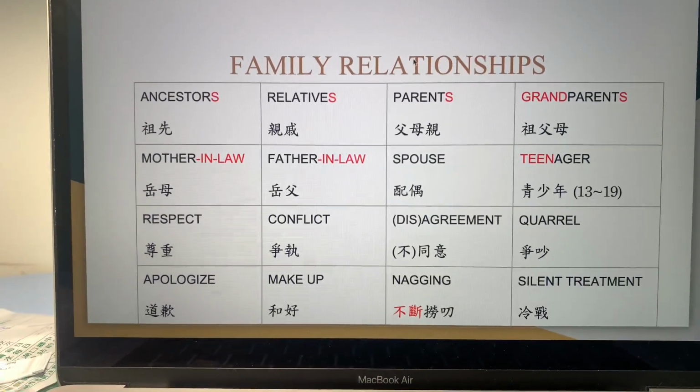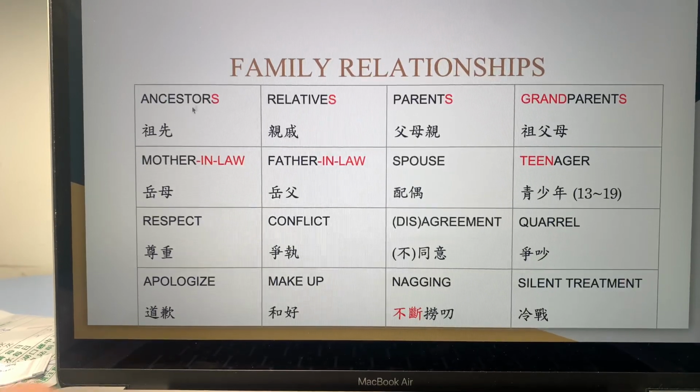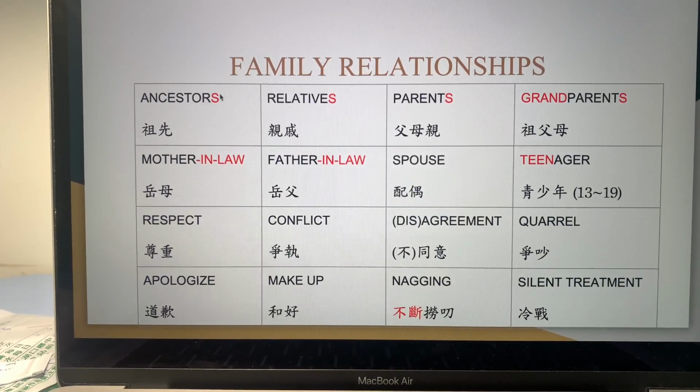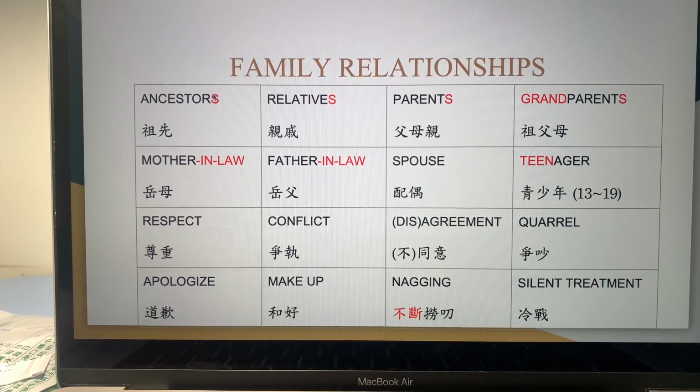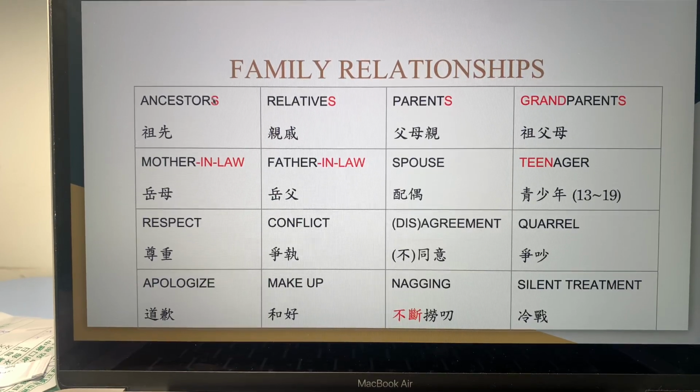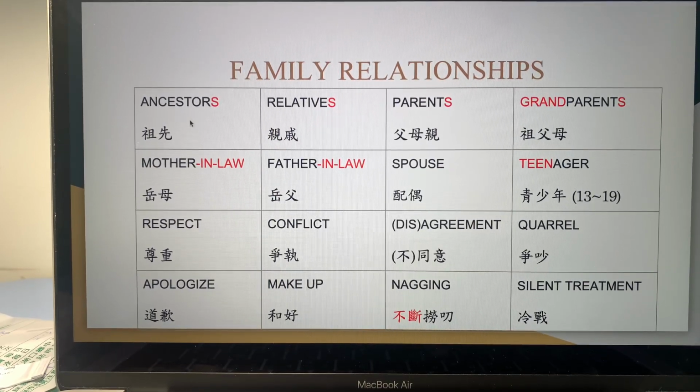This time I'm gonna introduce family relationships related words. The first one is ancestors, 祖先, ancestors, 祖先. We add an S like plural forms. If you don't add this, it will be only one and the same.